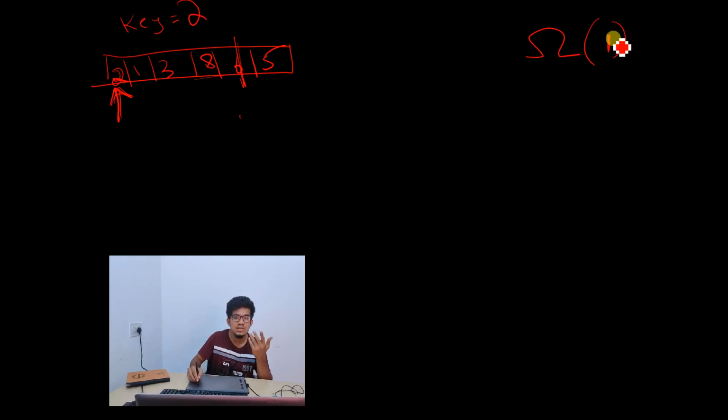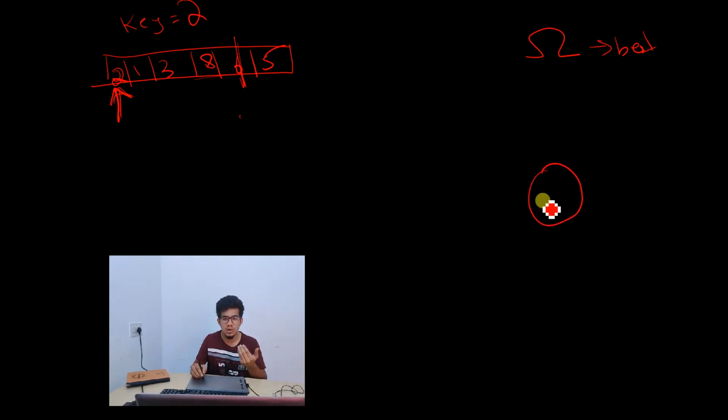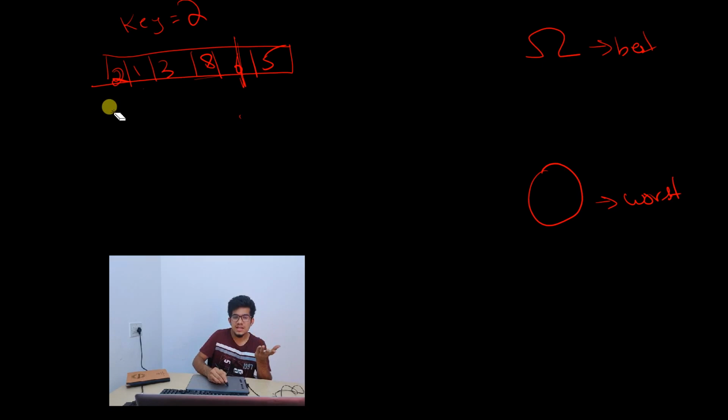1 means what? Constant time. It is a constant time. Okay, so this is for best case time complexity. Now there is something which is worst time complexity, that is called big O. Okay, worst time complexity. So what is the worst case?